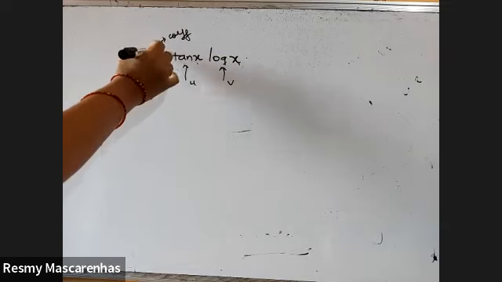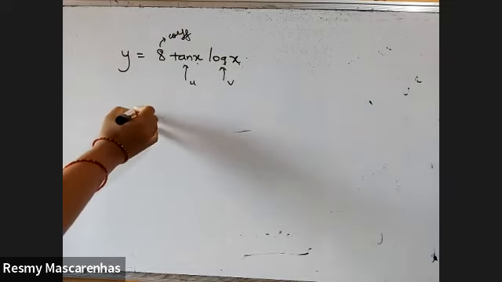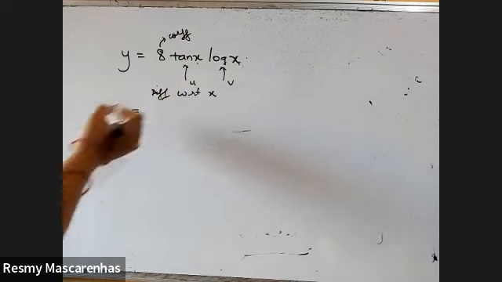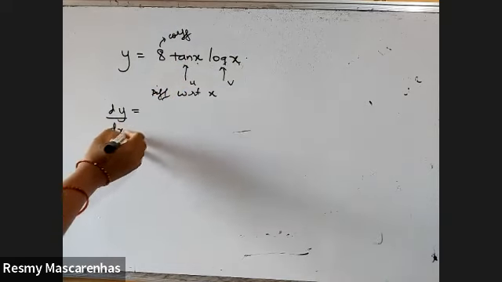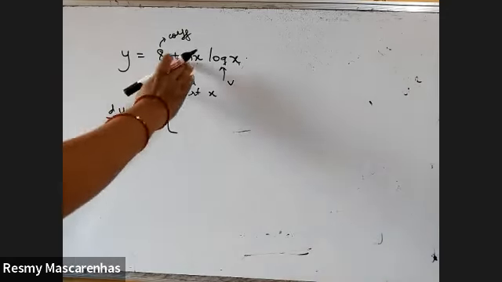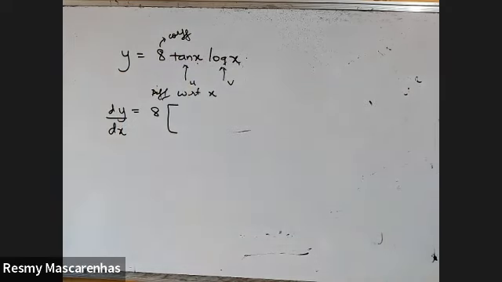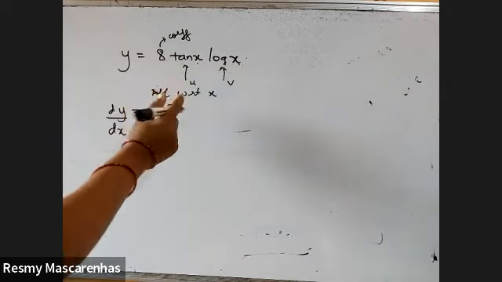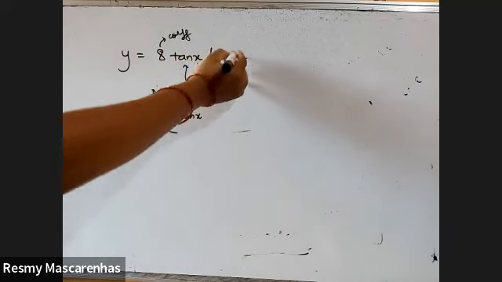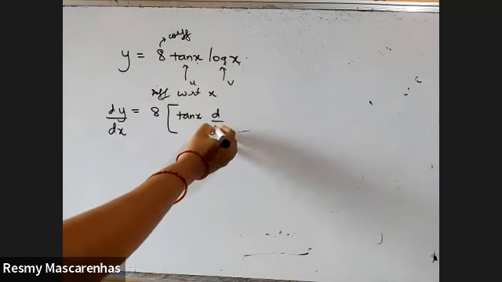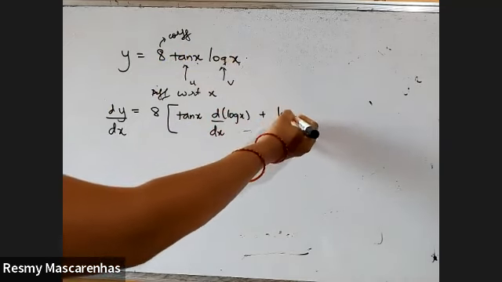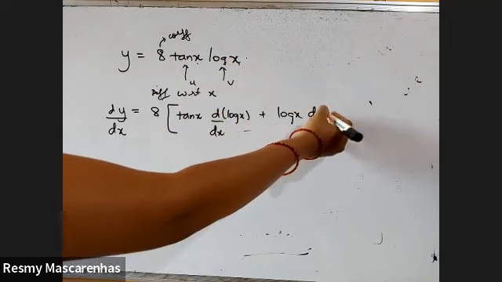8 is a coefficient, so it will remain outside. 8, keep it outside, because 8 belongs to both the terms. So I'm keeping it out. Copy paste 10 u as it is. Take the derivative of the second fellow. Then write the second fellow as it is. Take the derivative of the first fellow.